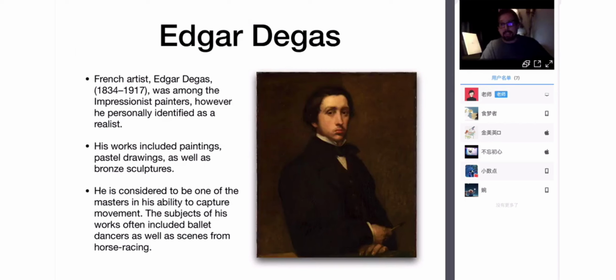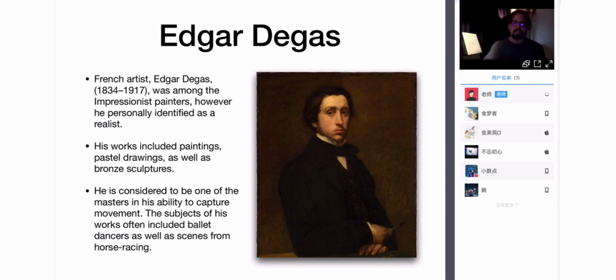Degas, we saw this in the video. We saw this with this individual here. Among the Impressionist painters, he preferred to be identified as a realist. He didn't really want to be associated as somebody who didn't finish their work. He's considered to be one of the masters in his ability to capture movement.